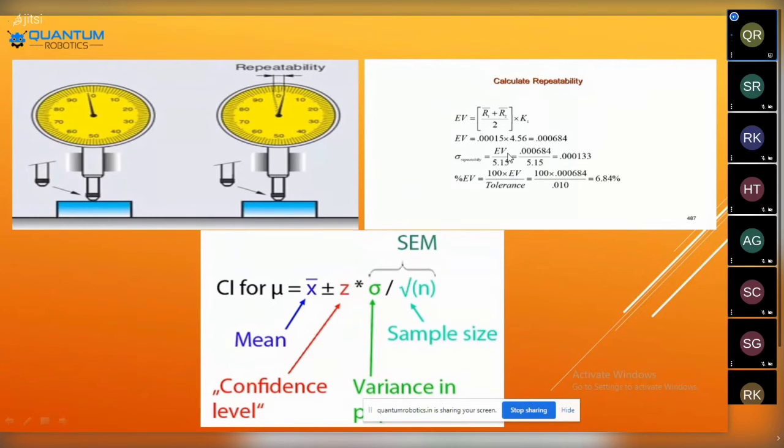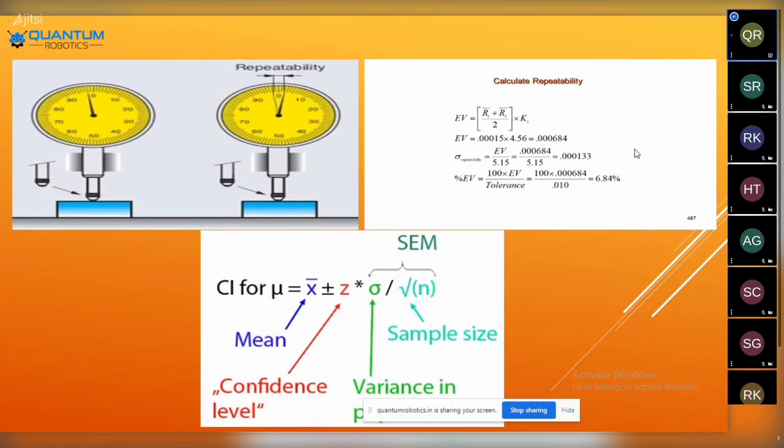And for the alpha repeatability, we are giving EV by 5.15 R1. By dividing EV by 5.15, we will be getting the point 0.0000133.